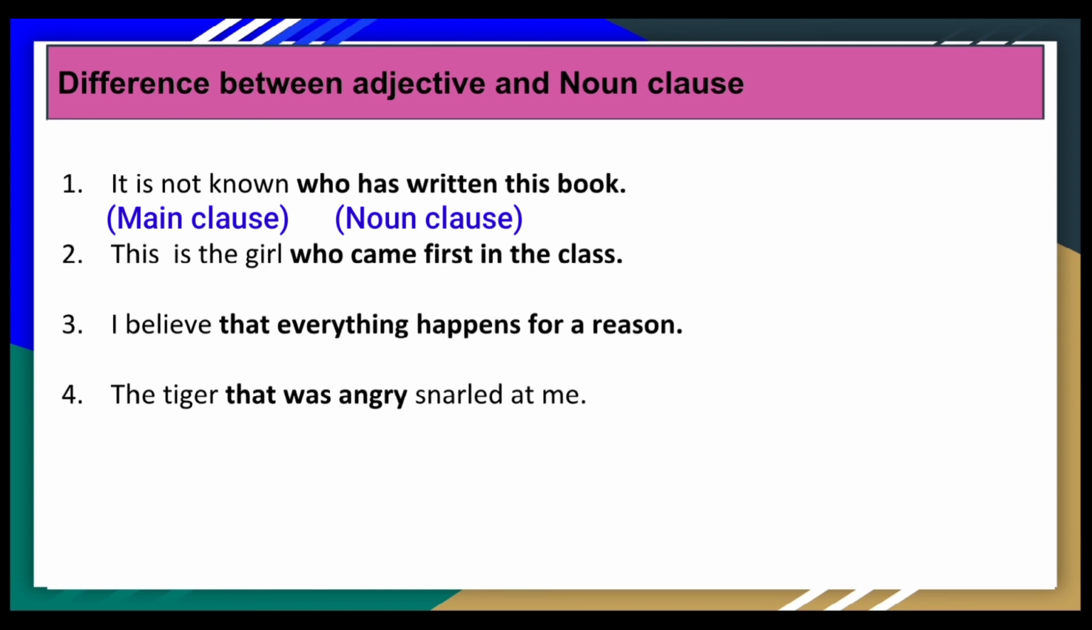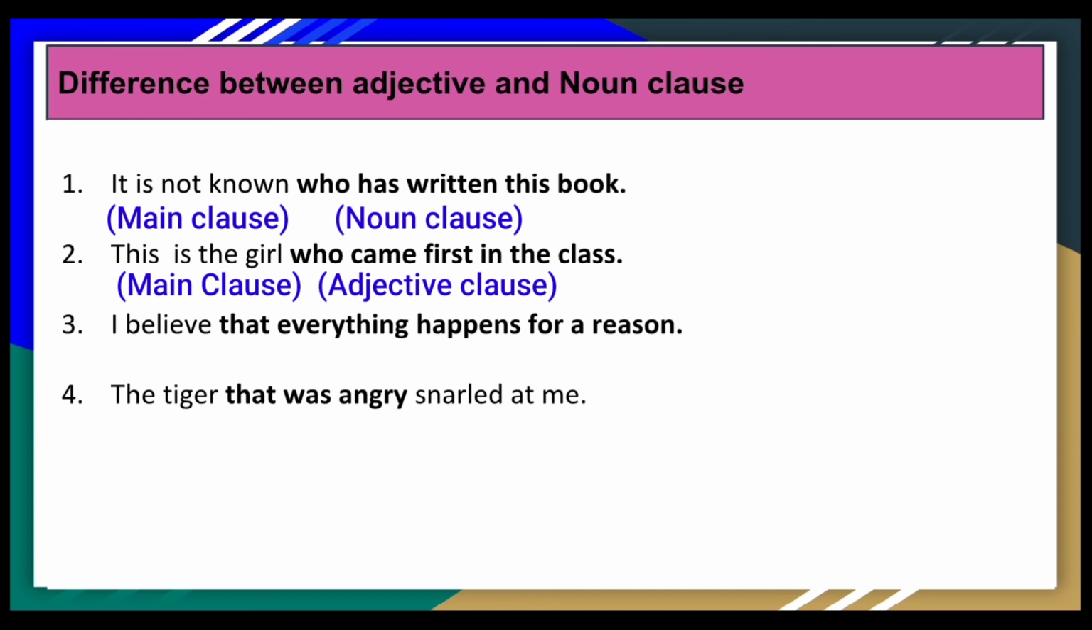This is the girl who came first in the class. What is the girl? Not getting an answer. So definitely it is not your noun clause. Which girl? Who came first in the class. So who came first in the class is your adjective clause. We can find that both the subordinate clauses started with who. But in the first sentence it's functioning as the noun clause, and in the second sentence it is functioning as adjective clause.